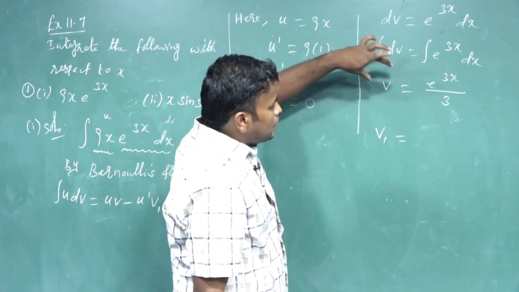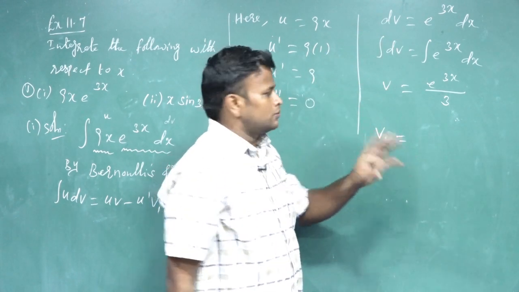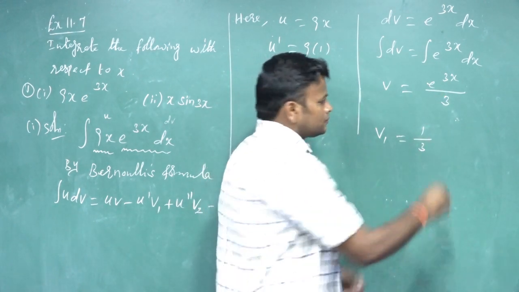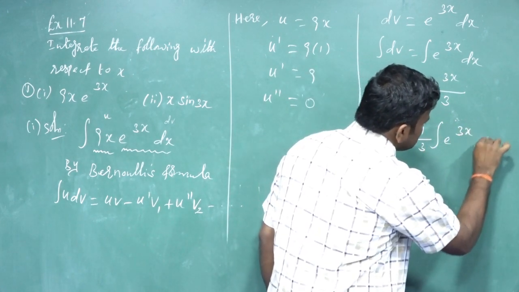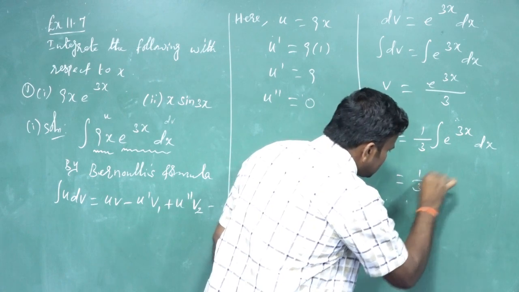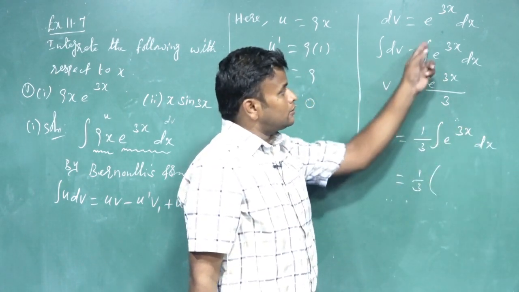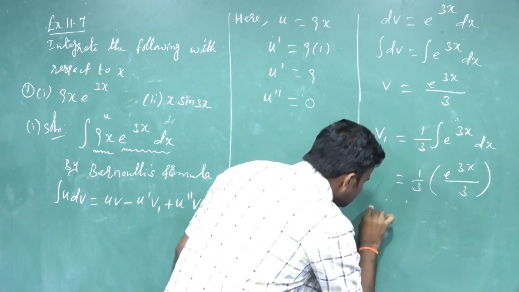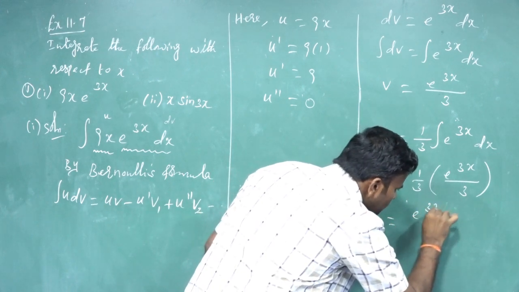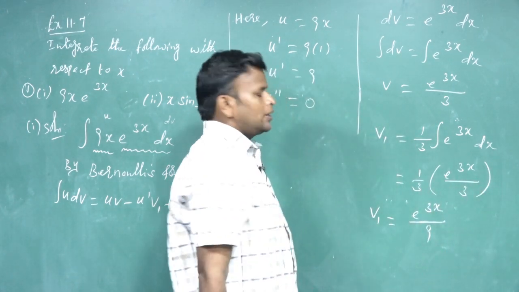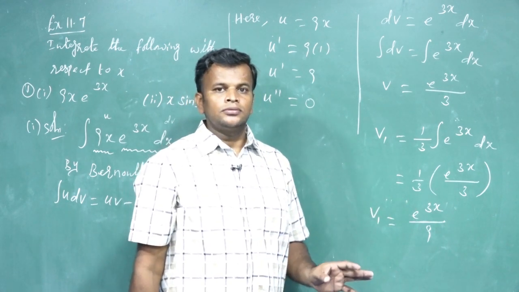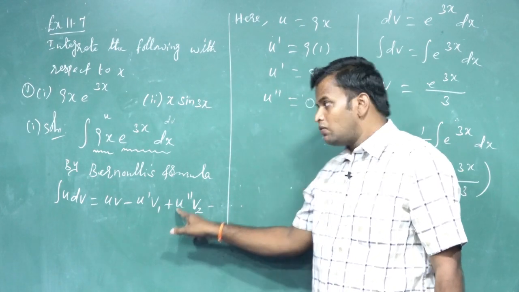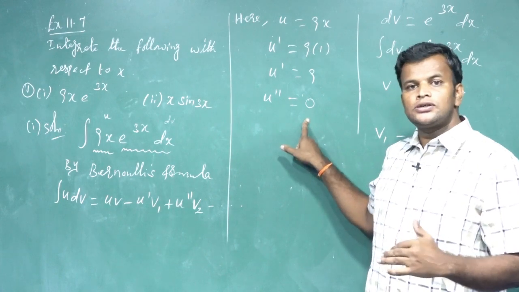Actually, what is meant by v1? v1 means the integrating of v with respect to x. For your understanding, I will write it elaborately. First, 1 by 3 is a constant, I will take it outside. Integrating e power 3x into dx, 1 by 3. What is the integrating of e power 3x? Again, this is the same, e power 3x by 3. So the value of v1 is e power 3x by 9. We don't find the value of v2 because v2 is multiplied with u double dash. What is the value of u double dash? 0. 0 times anything is always 0.